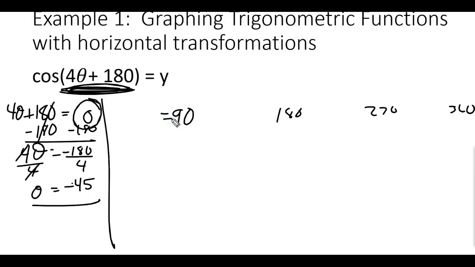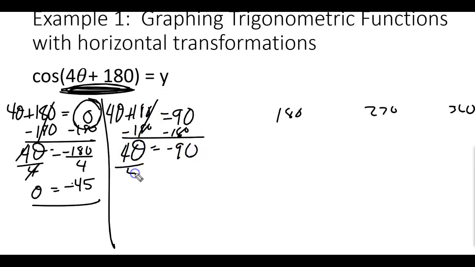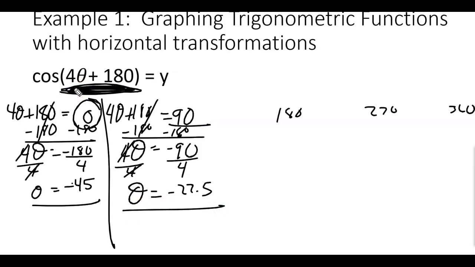Let's do it to the second angle. Usually for cosine, the second angle we plot a dot at is 90. But now it's going to be transformed by these horizontal transformations here. Same way, we're going to minus the 180 on both sides, and we're going to divide by 4. Now 90 divided by 4 is going to be a decimal, it's negative 22.5. So usually my second angle is 90, but now my second angle is going to be negative 22.5 because of these phase shifts and horizontal compressions.